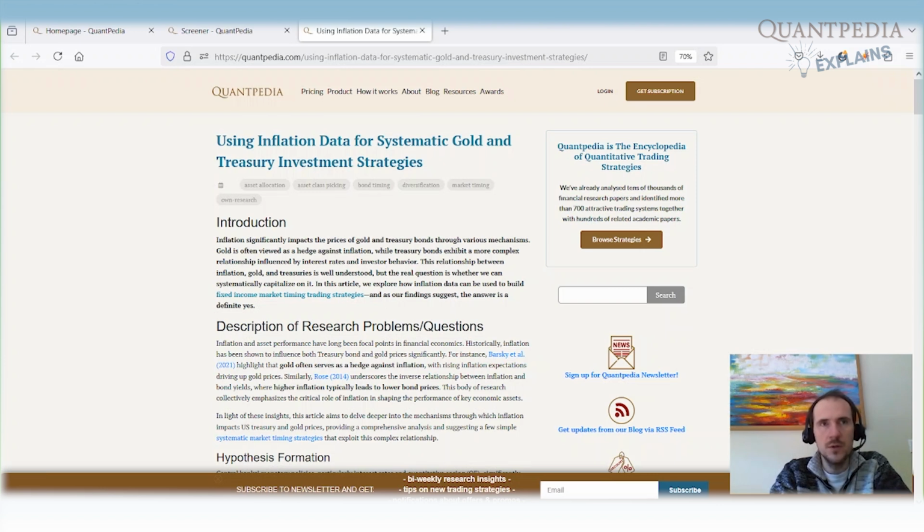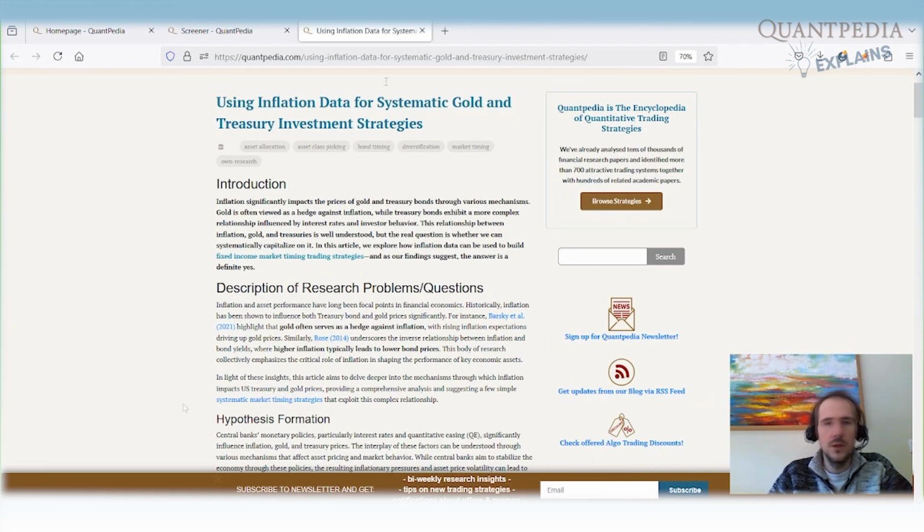The reason for that is because when we have a period of very fast and accelerating inflation or high inflation, it's better to hold gold. On the other hand, when you have deflation or the inflation decelerates a lot, it's better to hold treasuries in this case. Let's get to our article. The article is on our blog.